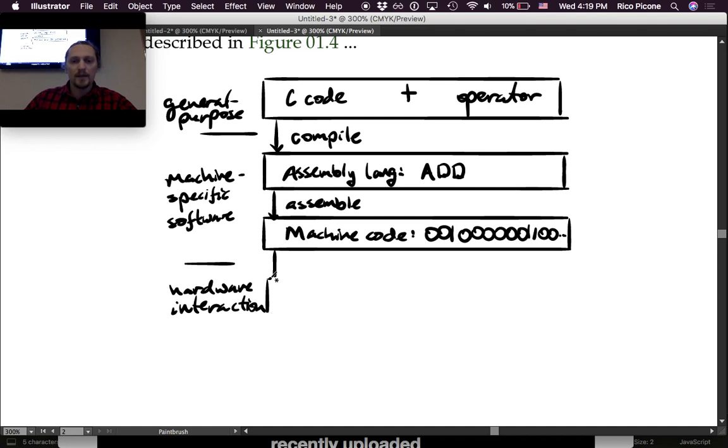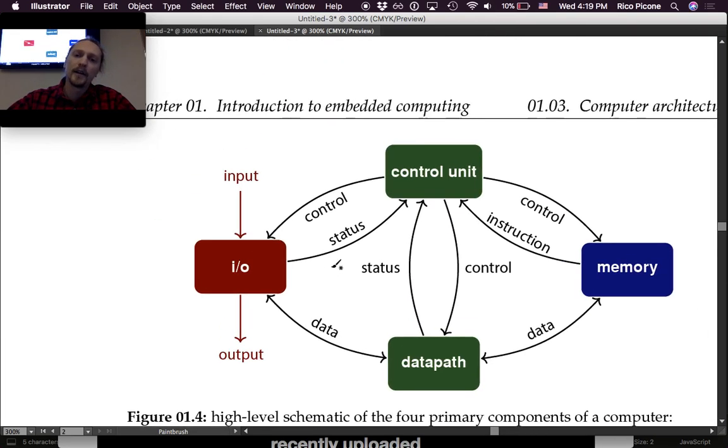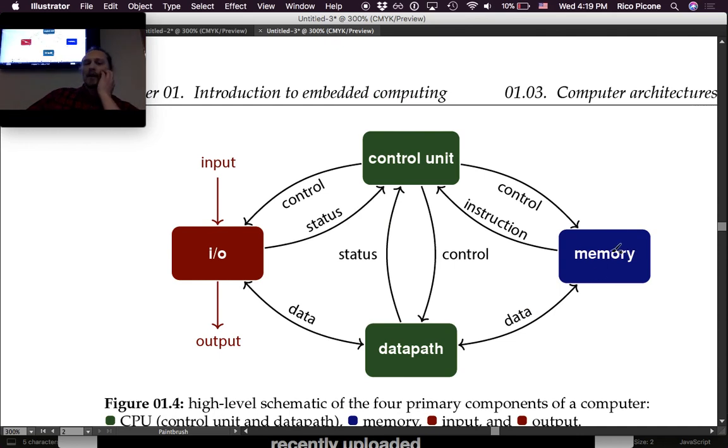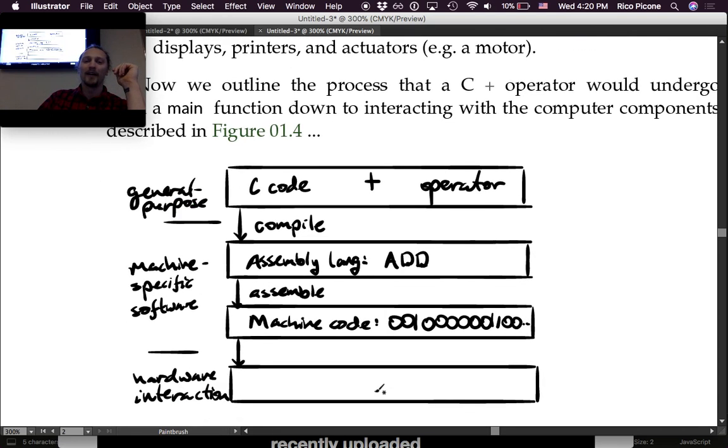So let's go up to our figure here and talk through what that would look like. So the first thing would be that it would be in memory, and the control unit would pull from memory an instruction. Okay, so it would pull this binary machine code thing. So I'm going to call the control unit CU.